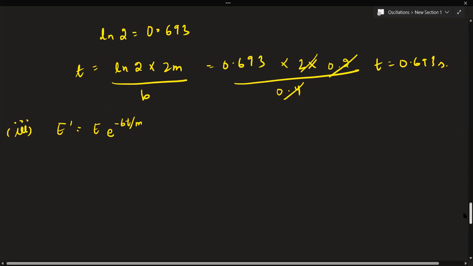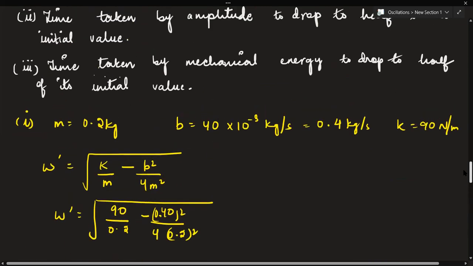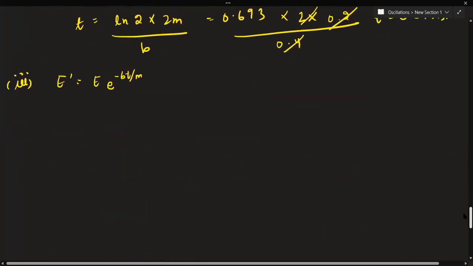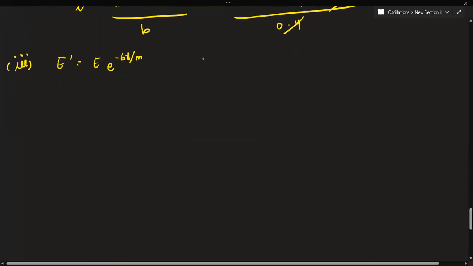Yes, Akifa, are you there in the meeting? Yes, ma'am. Look at the question. It says time taken by mechanical energy to drop to half of its initial value. If E is the initial value, then what should be the final value? E by 2. So E prime would be what? It would be simply E by 2.